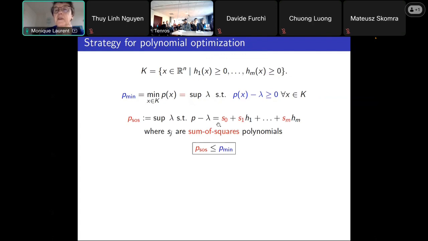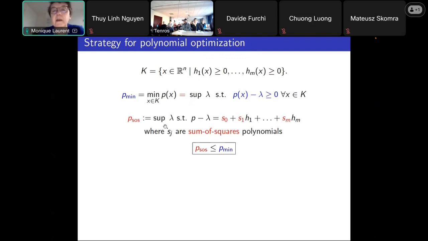It can be written as a combination of the constraints, H1 up to Hm, where the multipliers, S1 up to Sm, are sums of squares. And we may also add an S0, which is a sum of squares. So we are looking now at the largest lambda for which P minus lambda admits such a conic decomposition where the multipliers are sums of squares. And let's call P sos the largest such lambda.